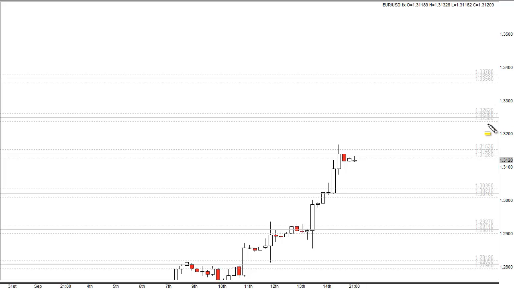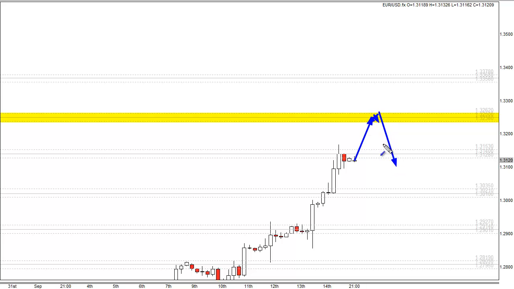Okay, so let's look at the next area of resistance. The next area is the 1.3240 through to the 1.3260. So that's up here. Now this is quite a strong area. It has a lot of good history. Price has bounced away from it quite strongly in the past. So this week I'll be looking to take bearish reversal trades. So if price comes up here and we get signs of indecision, I'll be looking to take some short trades as per my trading strategy.